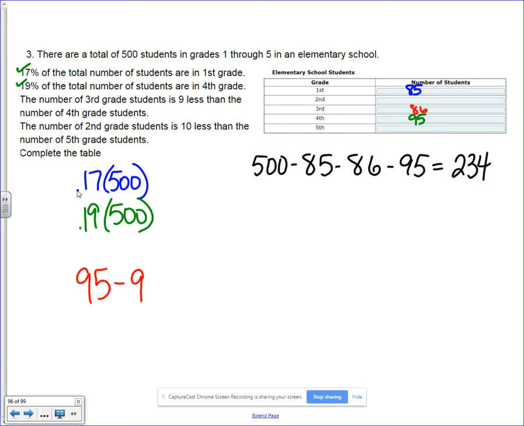Okay, so now when I start talking about my second grade students is 10 less than the number of fifth grade students, well, if I look at this algebraically, I don't know anything about the fifth grade students, so I'm going to make those X. Then the second grade students is 10 less than the fifth grade students, so X minus 10. And altogether, I have 234 kids left. So if I add them together, I'll get 2X minus 10 equals 234. And now we'll go ahead and solve that.